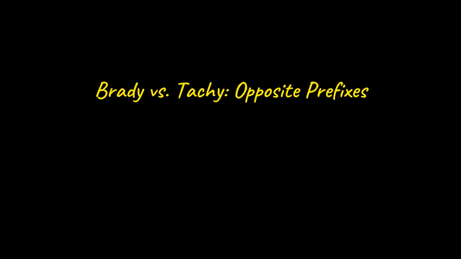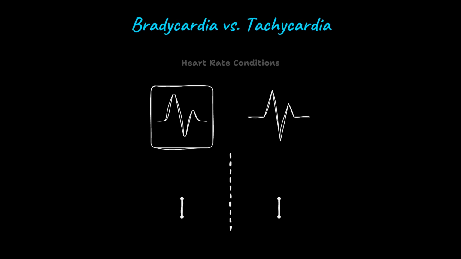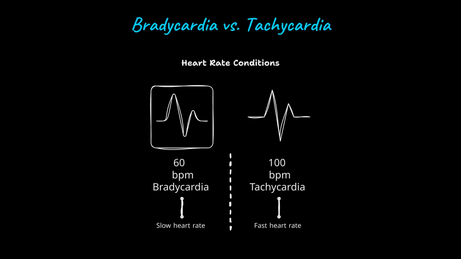The prefix is what carries the diagnostic distinction. Brady and tachy share the same cardio root but describe opposite conditions. Bradycardia is below 60 beats per minute, while tachycardia is above 100. Swapping that one prefix changes the entire clinical meaning. On a chart or monitor, bradycardia and tachycardia look like similar words, but their prefixes signal opposite physiological states.